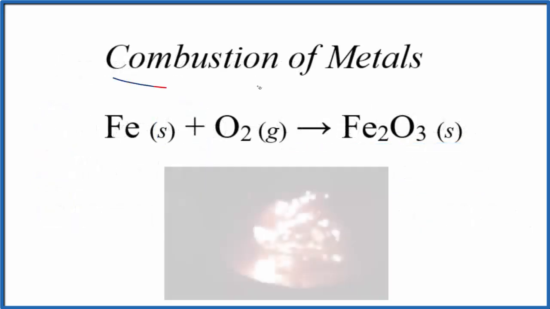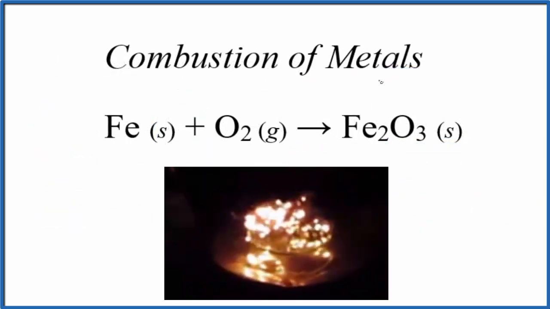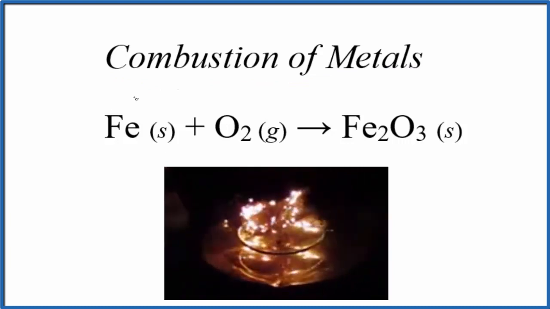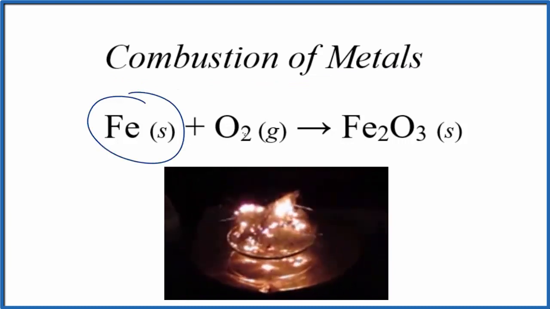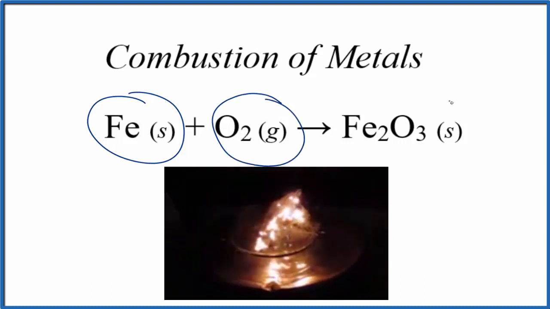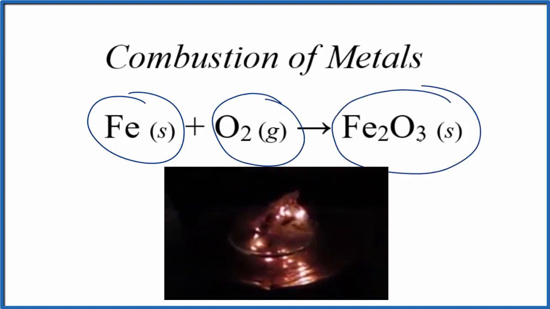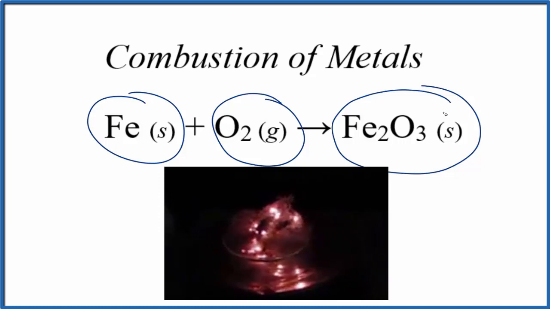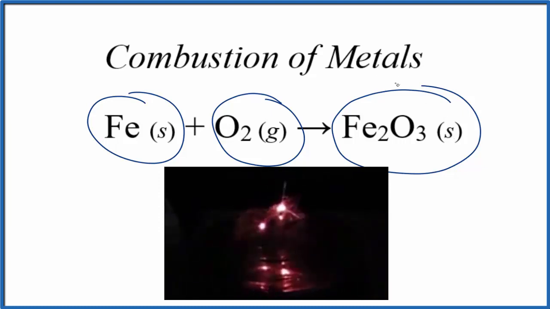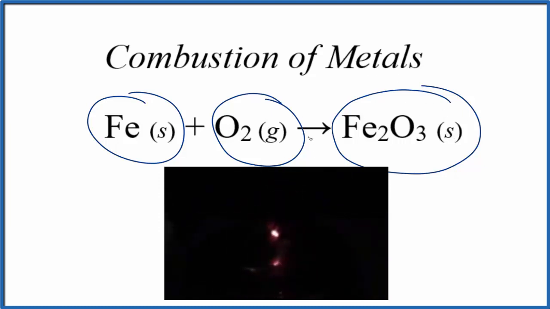Another example of a combustion reaction is the combustion of metals. So in the video here, steel wool, that's our iron solid, is combining with oxygen gas from the air. We end up with this Fe2O3, iron(III) oxide, and it's a solid as well. So metals combust, and they also produce heat. They're exothermic when that reaction takes place.